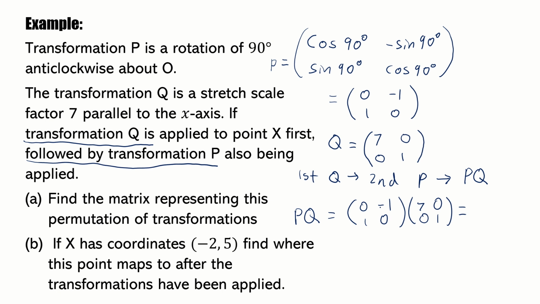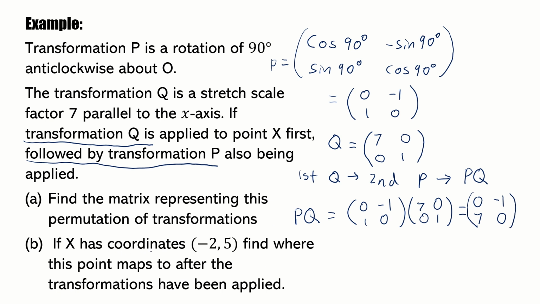And then you just got to work that out by doing matrix multiplication. If you were to do that, we'd end up with a 0 there, we'd end up with a minus 1 there, we'd end up with a 7 there, and we'd end up with a 0 there. And there you go, that's the answer to the first part of the first question.